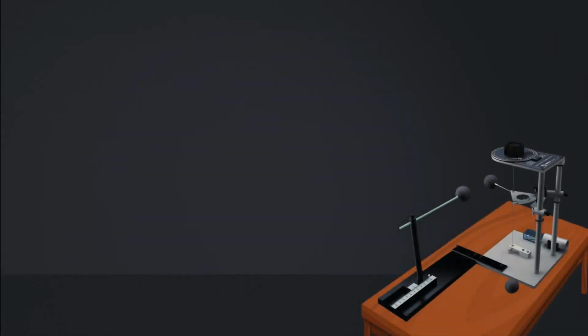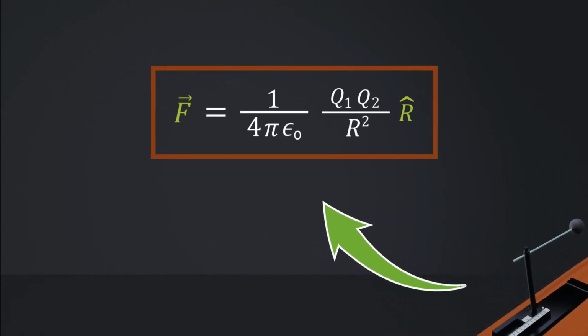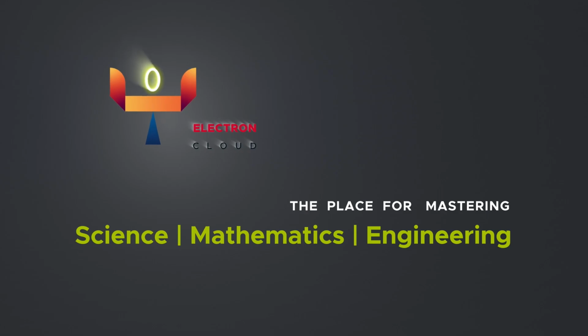What did Coulomb discover through his experiments? How can we express his experimental findings in mathematical language? That's coming up. Let's start with the experiment itself.